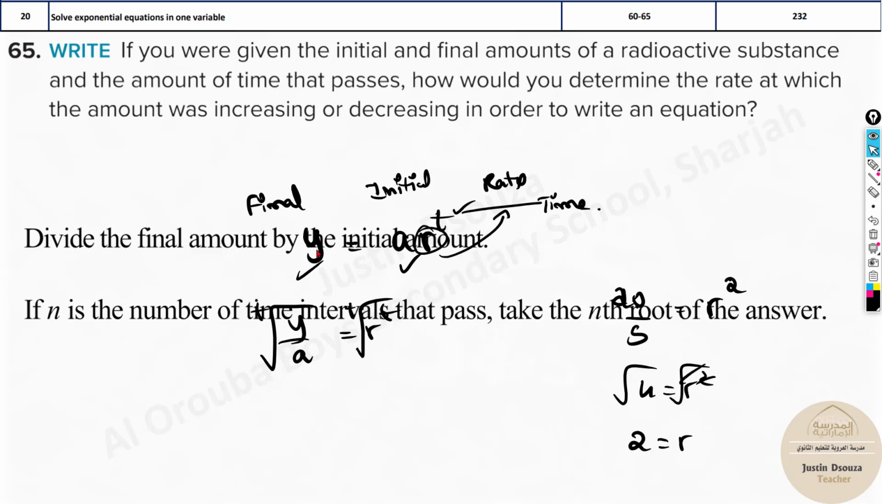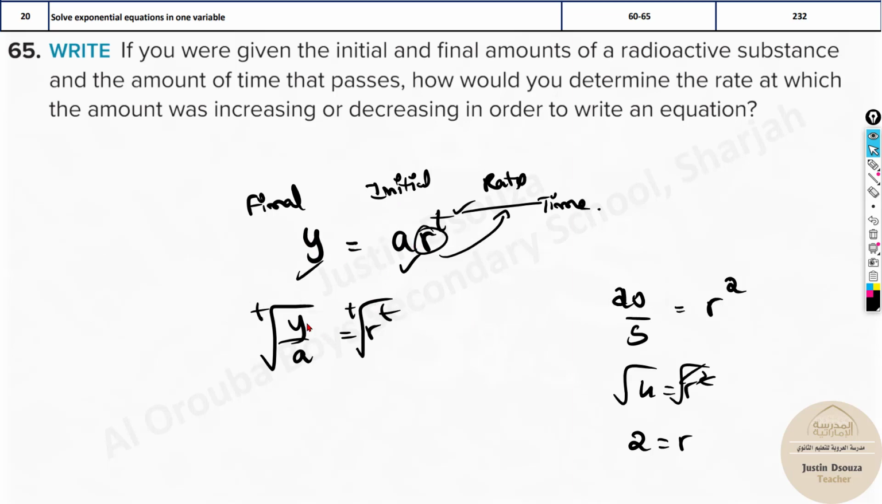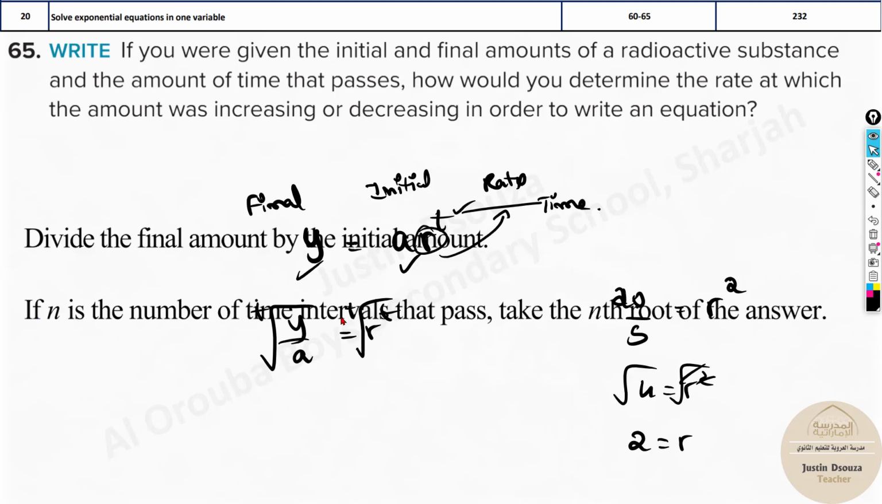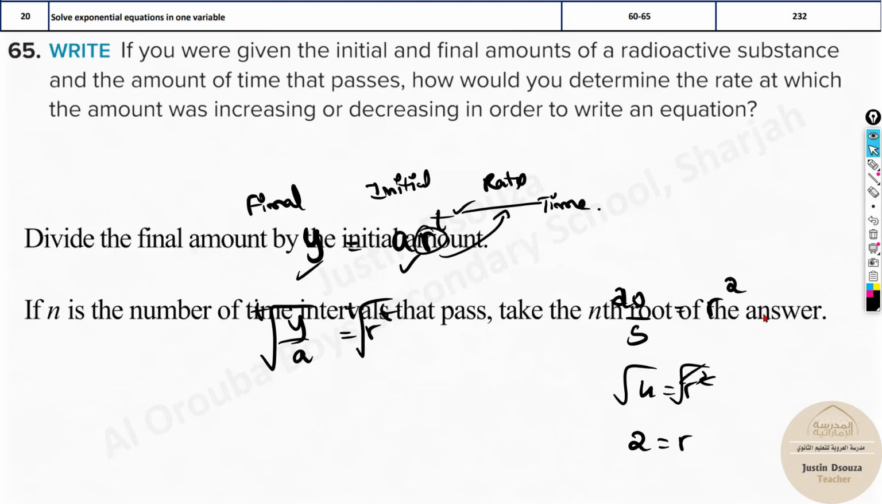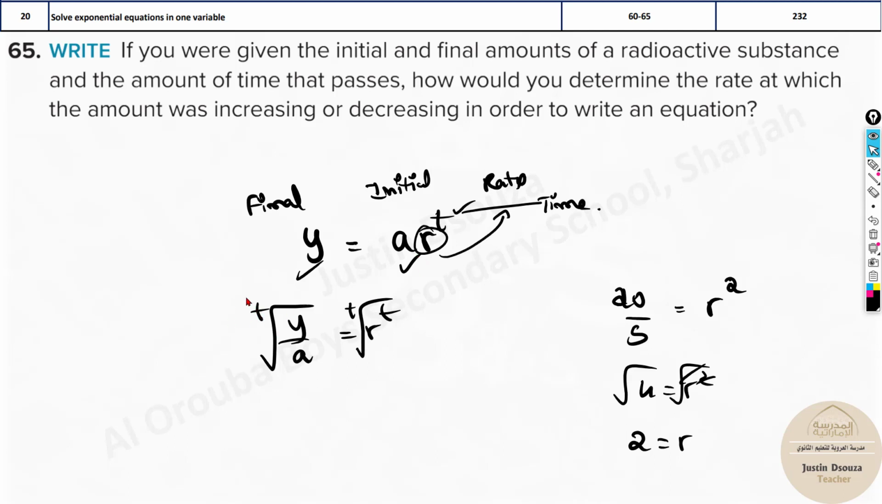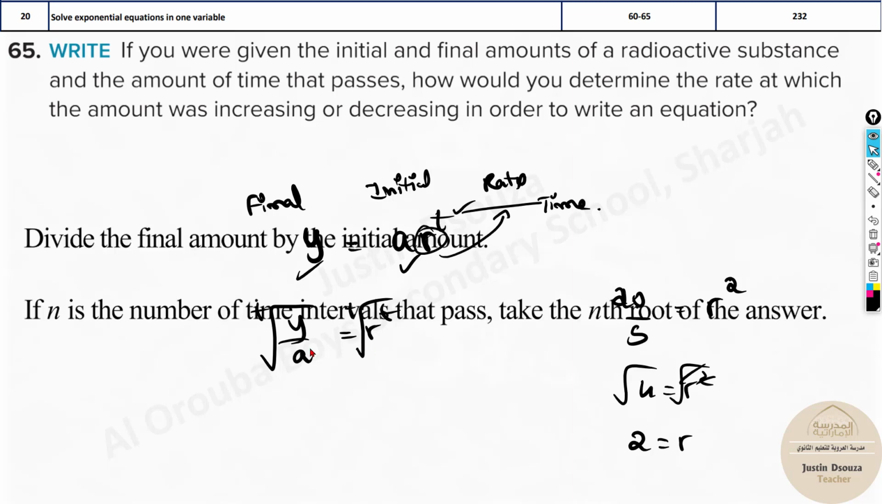They are telling us to divide the final amount by the initial amount. Yes, we did that. We take a to the other side. You're dividing the final amount by the initial amount, and then n is the number of time intervals that pass. They have taken this time t as n. That's fine, we have taken it as t. So take the tth root, or if they take it as n, the nth root. That's the correct answer that we got. It is the tth root of y by a, where y is the final amount and a is the initial amount. This is how we can solve it.